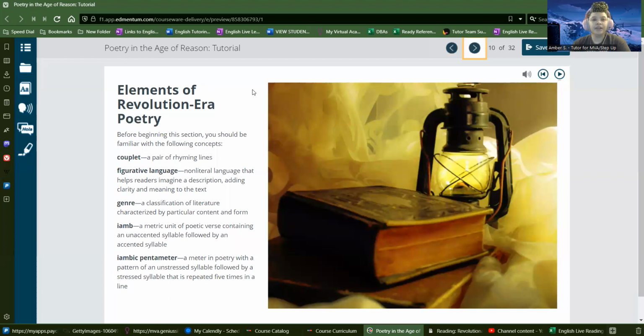Now, it's important to stop here, and I did it on my last video as well, just because this is a list of things that you need to make sure that you understand at least a little bit before we get into the reading. So I'm going to go through some of these really quickly.